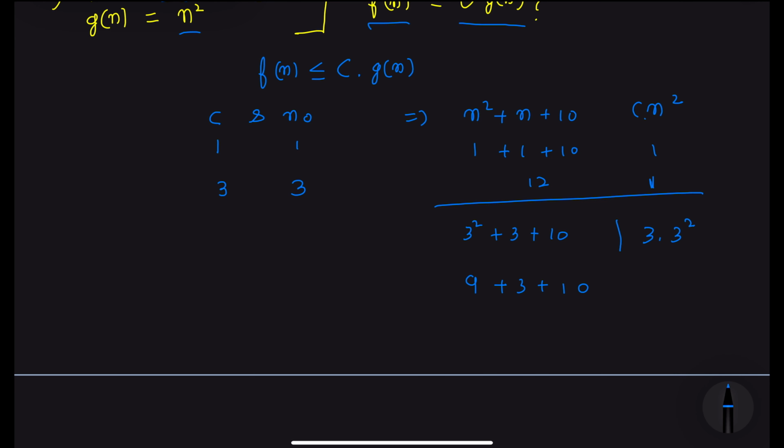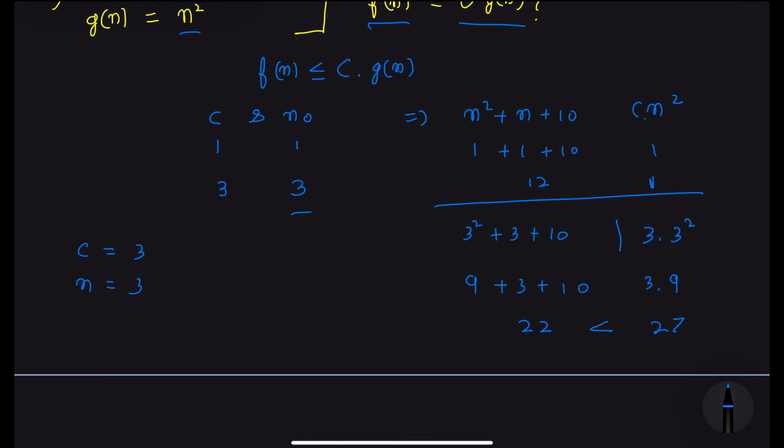Now this will become 3 into 9. This side we can write 10 plus 9 is 19, 19 plus 3 is 22, and 3 into 9 is 27. So here we can see for c equal to 3 and n naught equal to 3, f(n) is smaller than or equal to c g(n). So we found a value of c equal to 3 and n naught equal to 3.